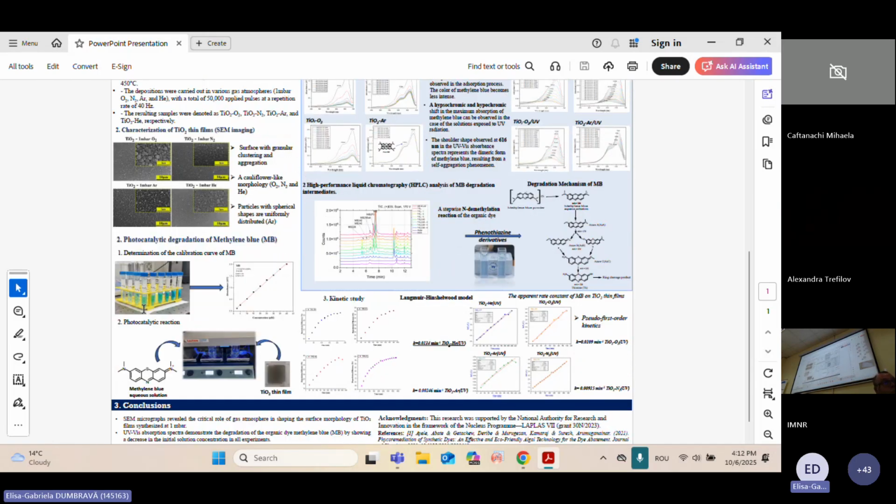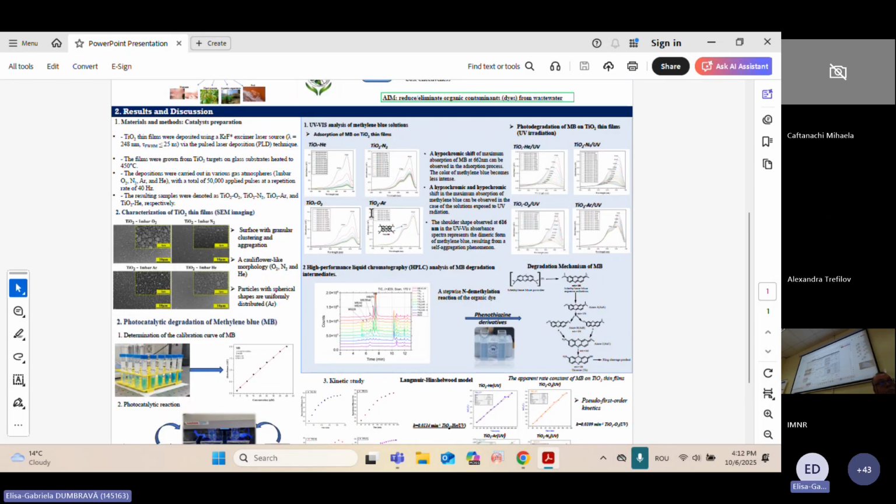So the experiments were carried out using a 40 micromolar methylene blue solution and titanium dioxide films deposited in various atmospheres. The experiments were carried out without and under UV radiation, and the reaction is considered complete when the absorption does not increase.